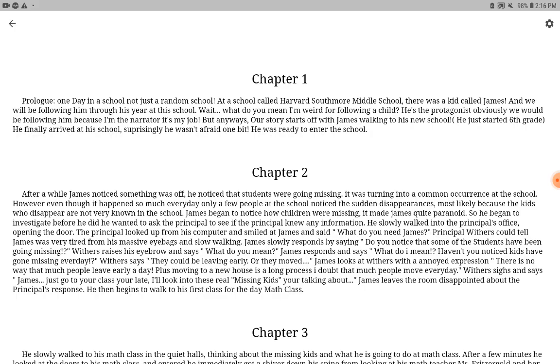Chapter 1. Prologue. One day, in a school, not just a random school, at a school called Harvard Southmore Middle School, there was a kid called James. And we will be following him through his year at this school. Wait. What do you mean I'm following a child? He's the protagonist. Obviously we would be following him, because I am the narrator. It's my job. But anyways, our story starts off with James walking to his new school.